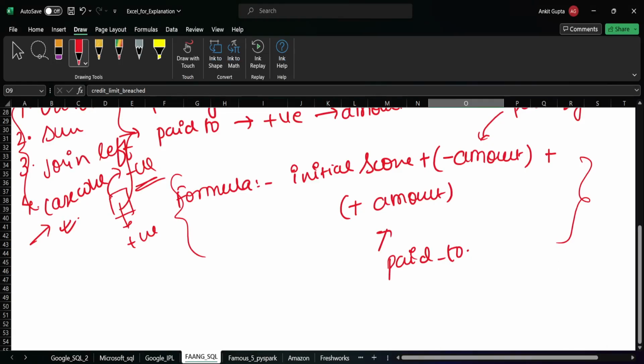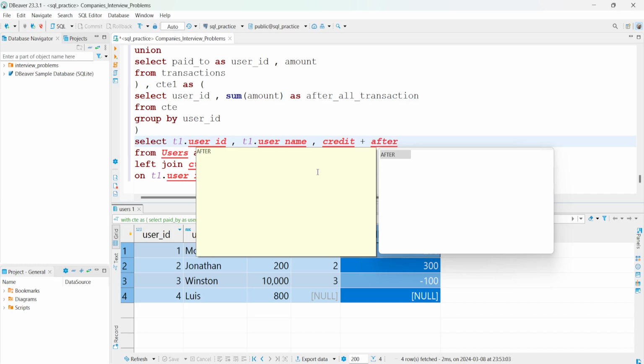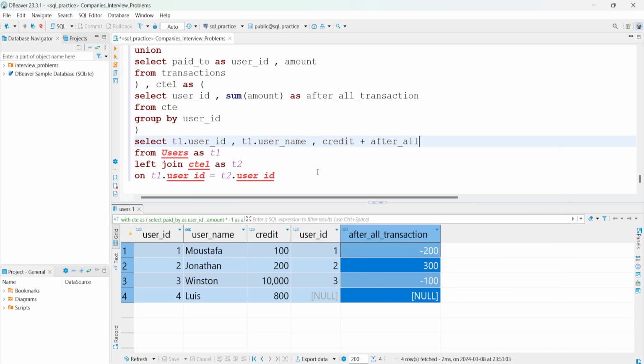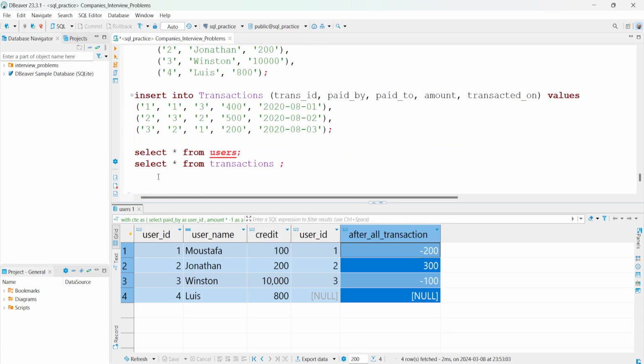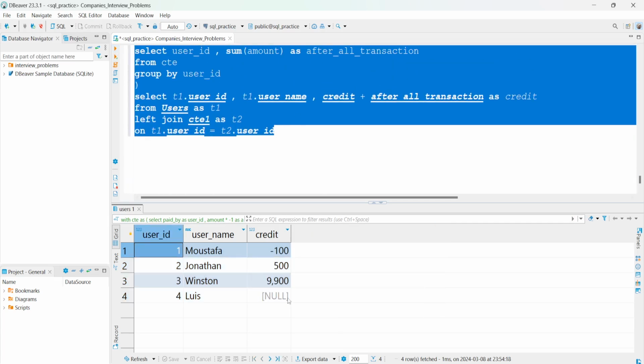So let's do that. Basically this credit plus all transaction. So these two columns should be summed up. We can write this as credit, right? Okay, let me run this. Now you can see we have the summation.